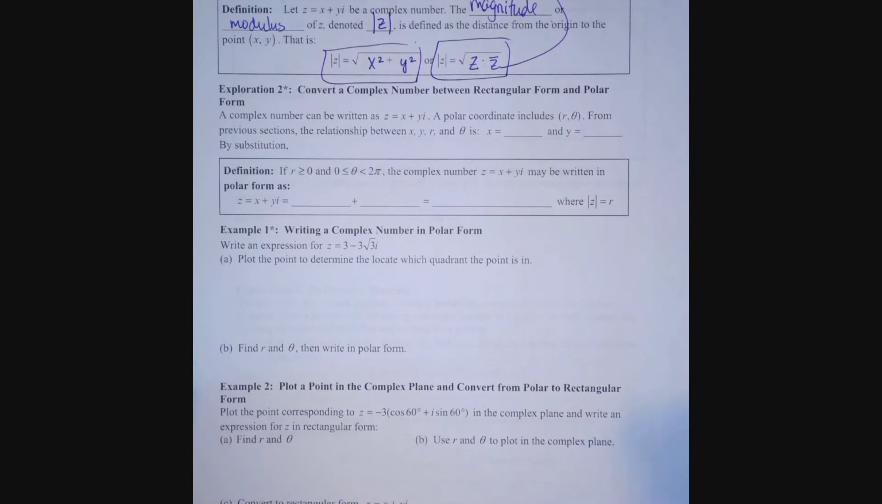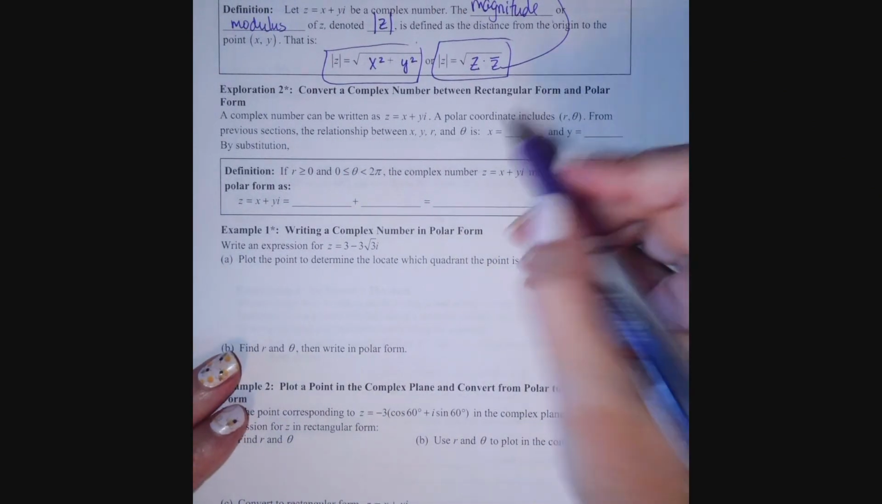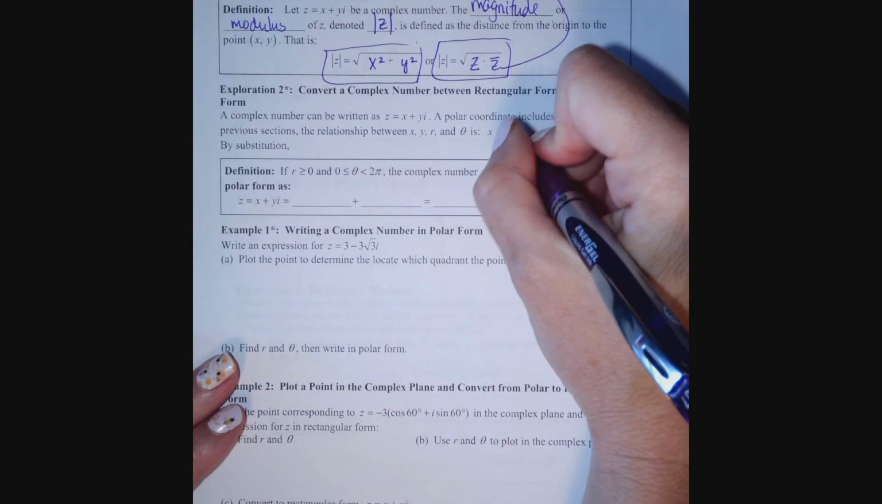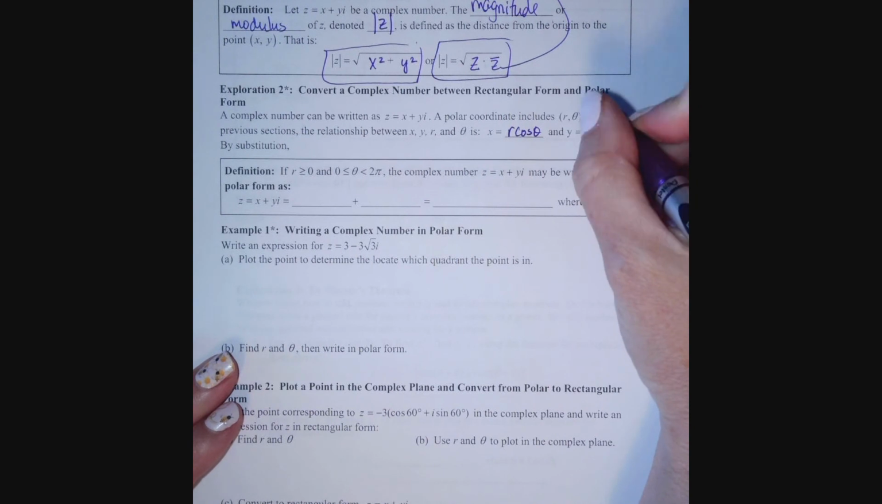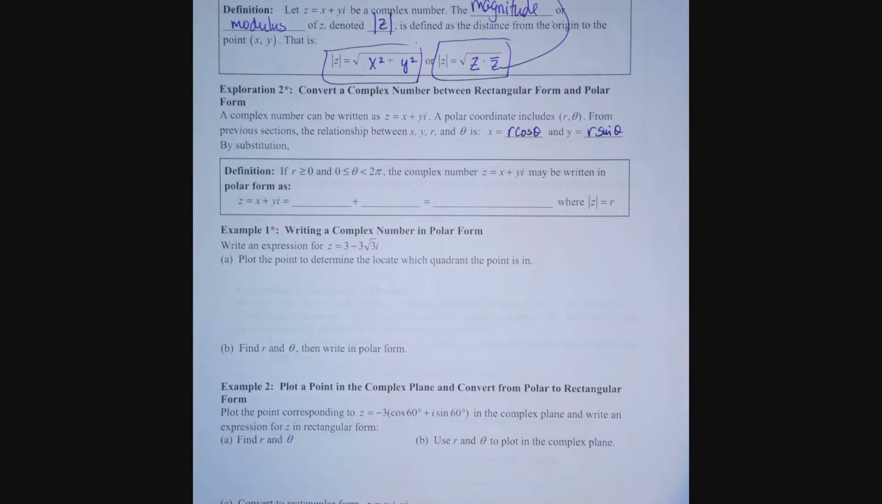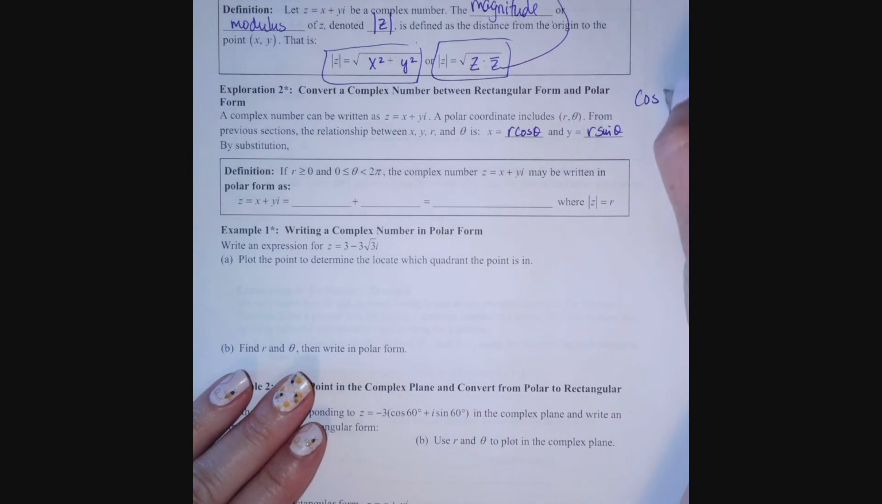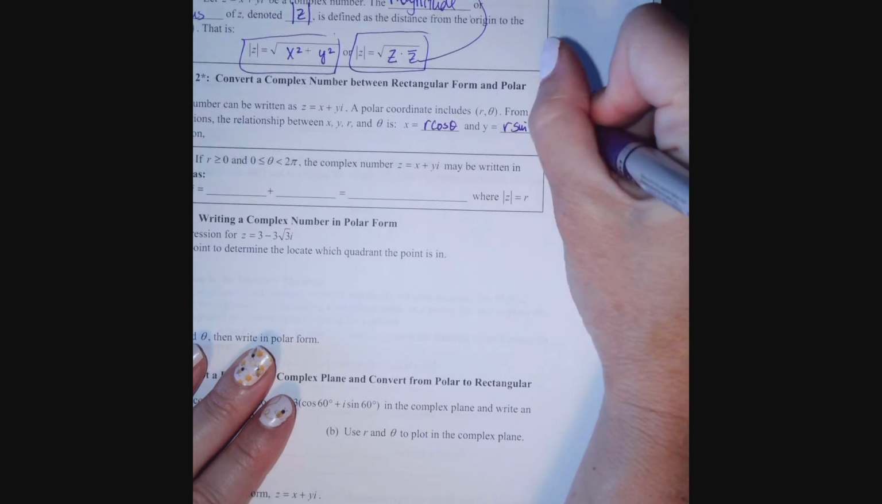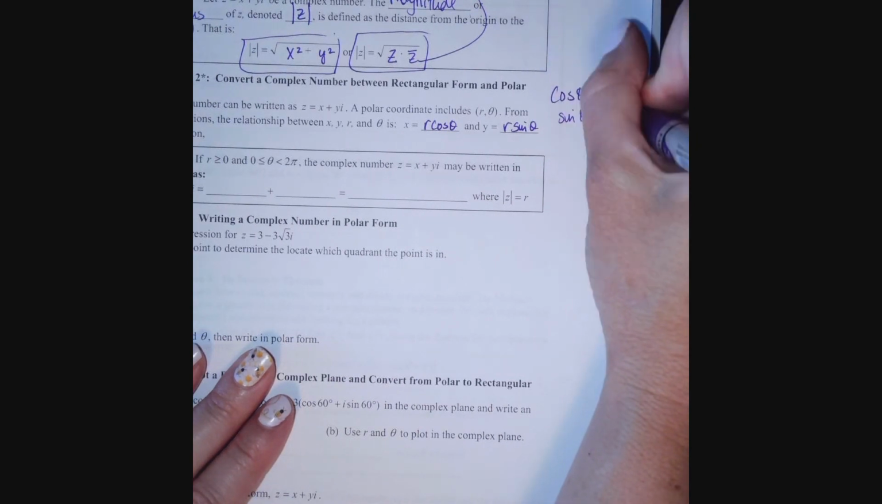Alright, how to convert a complex number between rectangular form and polar form. This is just a little bit of review in that x is r cosine theta and y is defined as r sine theta. Remember that we get that from the fact that cosine theta is x over r and sine theta is y over r.